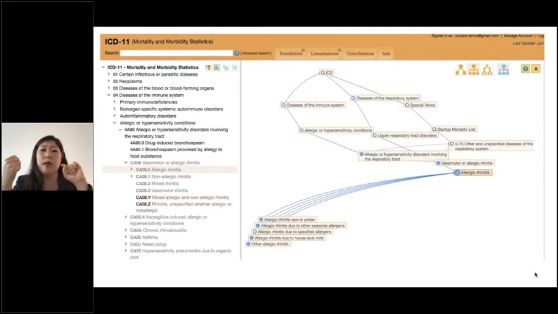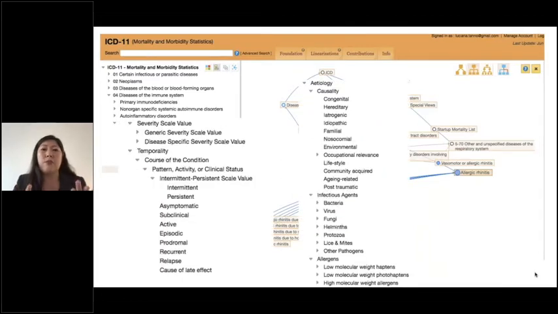As you may see in this next slide, we can now provide much more detail, because there is a mechanism called post-coordination, in which we can combine the main term, for example allergic rhinitis, and provide the severity, for example, or the etiology, because now we have allergens in this chapter. That's chapter 11, called external causes.